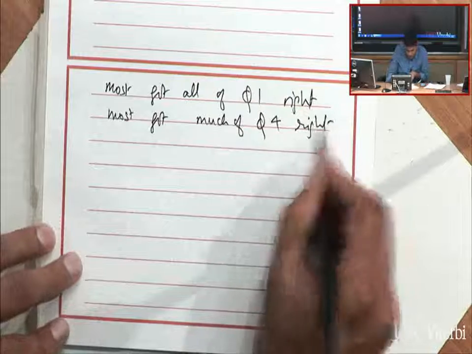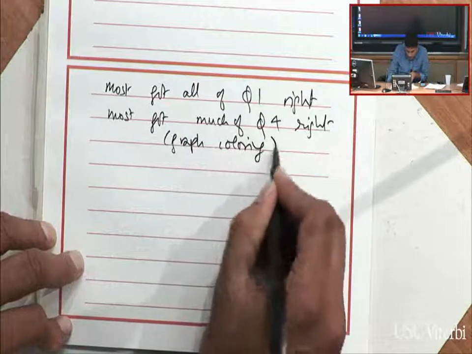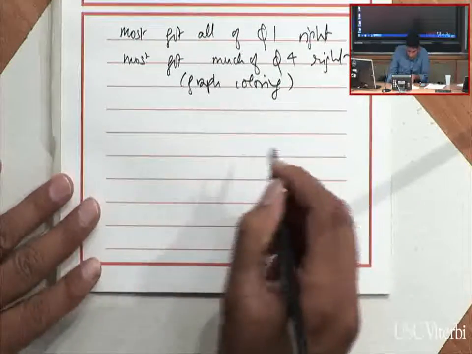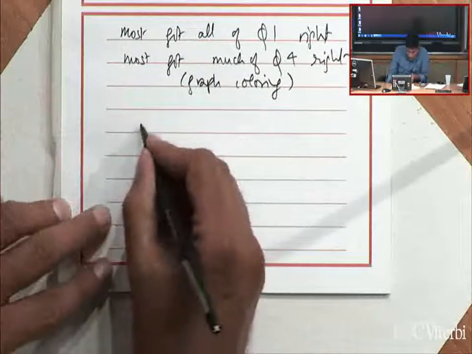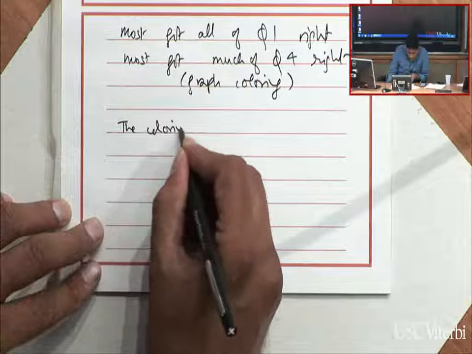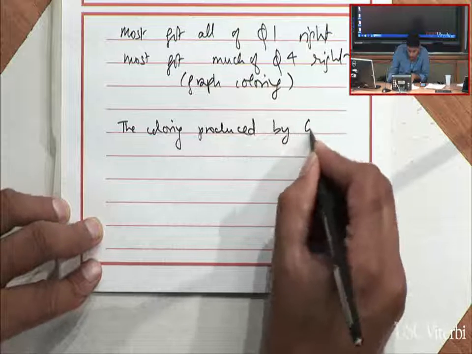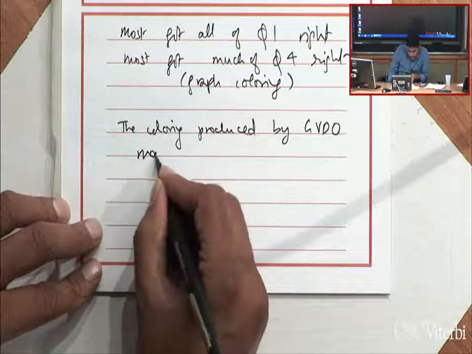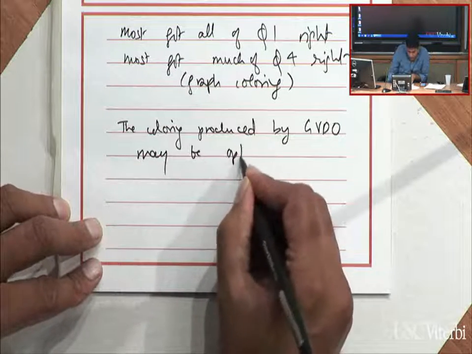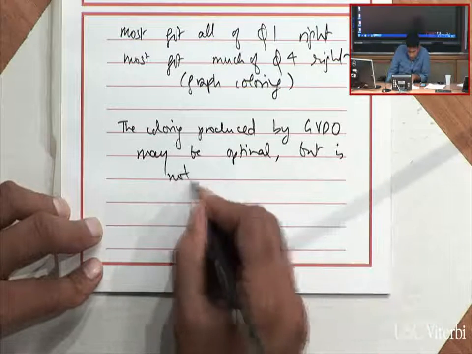Now this was the question about graph coloring. One thing they often did not get right, assuming they did the coloring correctly, is the following fact. The coloring produced by GVDO may be optimal, but is not guaranteed to be optimal.